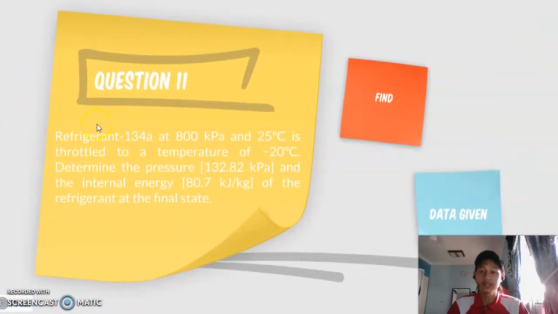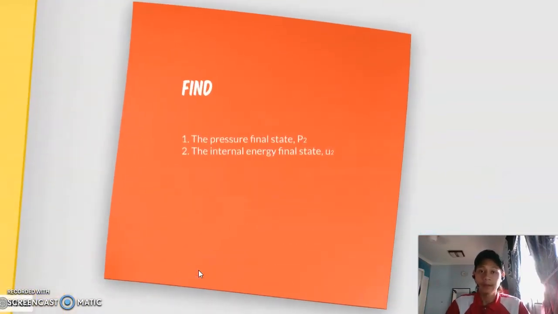So this is the question given. Refrigerant 134A at 800 kPa and 25 degrees Celsius is throttled to a temperature of negative 20 degrees Celsius. Determine the pressure and the internal energy of the refrigerant at the final state. So, the question needs us to find first the pressure at final state or P2. Second, the internal energy at final state or U2.